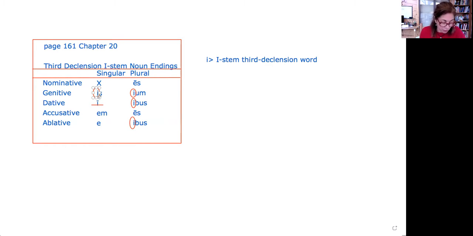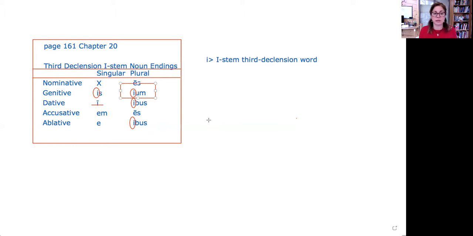Most of the I-stem words just have one little difference from regular third declension words. And this week's chant highlights the difference. The difference is if you compare the regular third declension with the third declension I-stem, you'll notice the only big difference is the extra I in the genitive plural, which is right here. There's an extra I in the genitive plural.